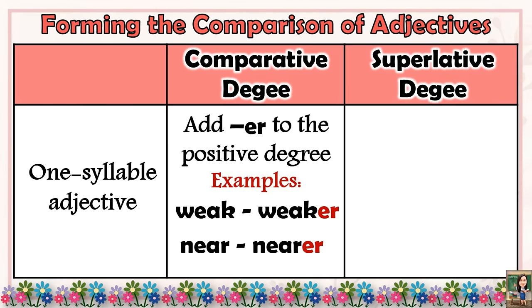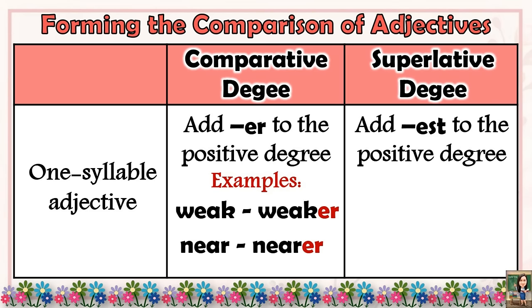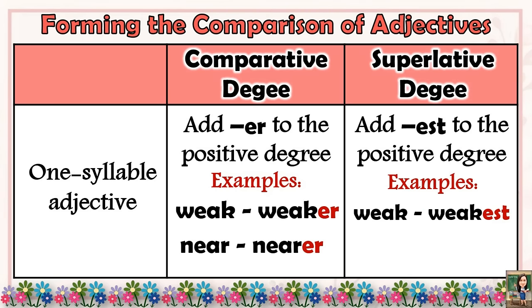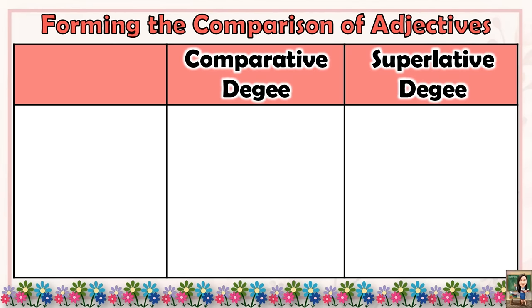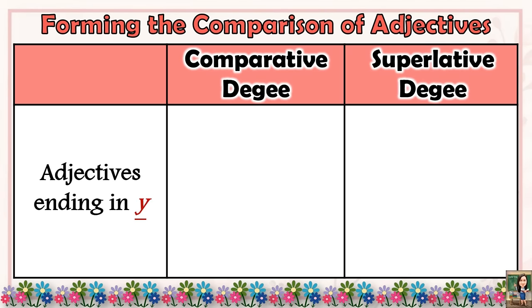What about in superlative degree? In superlative degree, add EST to the positive degree. For example, weak is the positive degree. In superlative degree, it becomes weakest. So we add EST. Near becomes nearest. We add EST. Another rule to follow is for adjectives ending in Y.